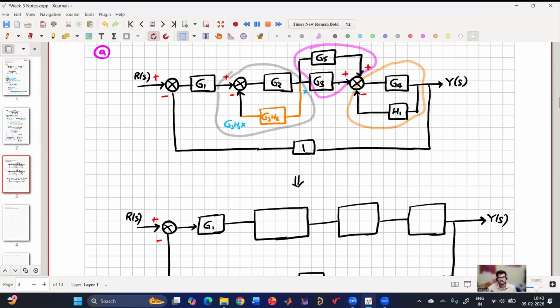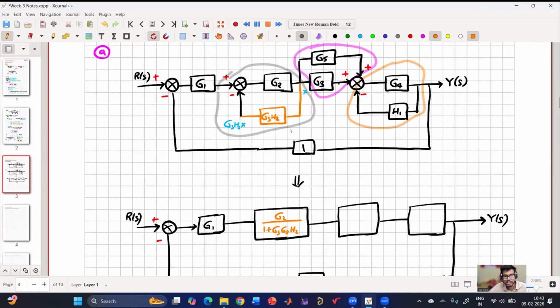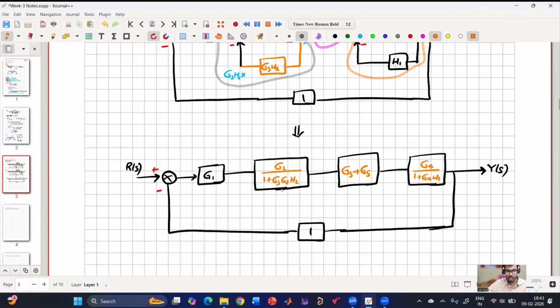If G2 is the forward path, G3 H2 is the reverse path. Sir, first one is G2 divided by 1 plus G2 G3 H2. Very good. Next one, G3 plus G5, right? Yes, very good. Third one, G4 divided by 1 plus G4 H1. Very good. So now we have simplified the given block diagram into something like this.